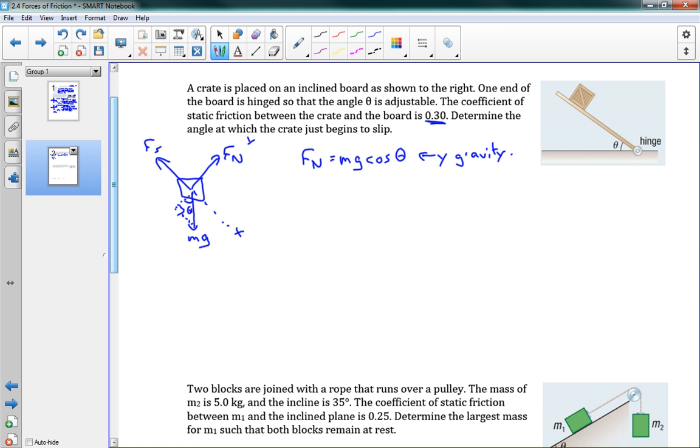And now in the other direction, the x component of gravity, I can say that the static friction, we're saying that it just starts to slip. So we're saying this is just where everything's balanced. So the static friction is equal to mu s. Well, we're saying that the static friction and gravity have to be balanced here. So we're going to say Fs is equal to mg sine theta. So this is the x gravity.